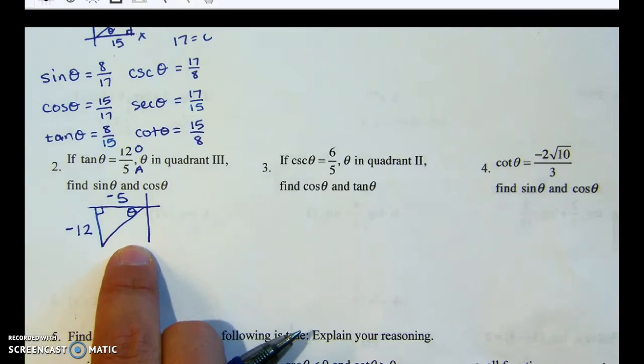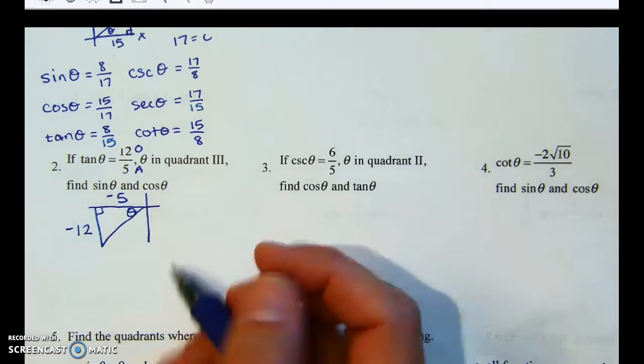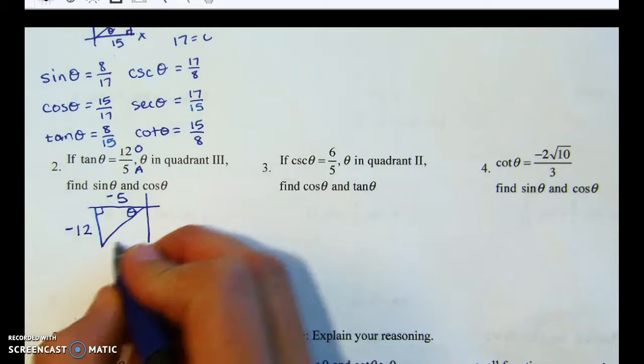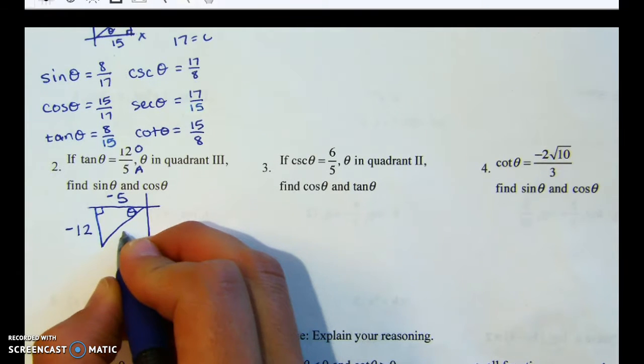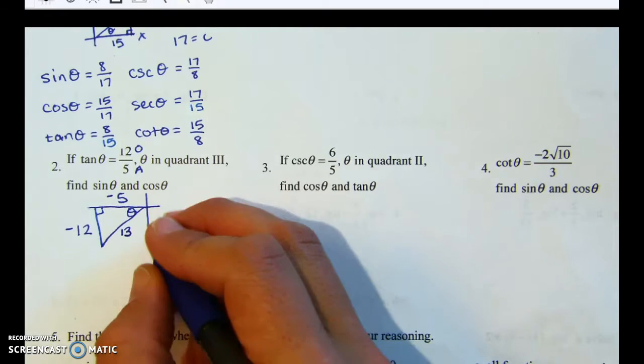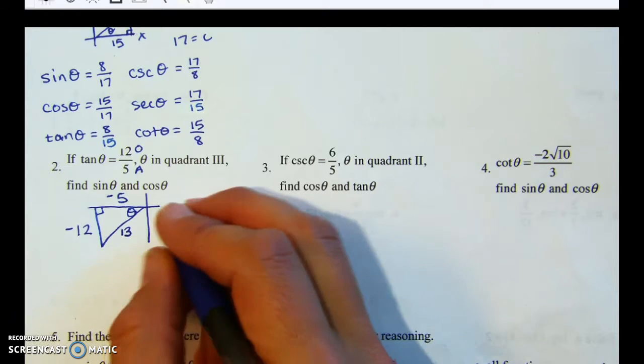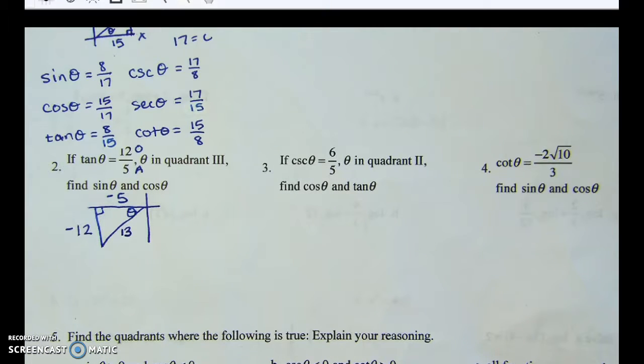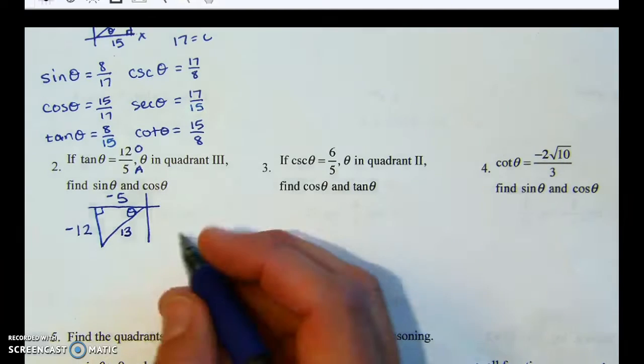Okay, can we find the third side? Who has it memorized? If you have 5 and 12, anyone know what the hypotenuse is? It's going to be 13. So that's a good one to memorize. 5, 12, 13, and the 3, 4, 5. Those are the 2 I have memorized. I think there's one of 24 and 25, but I forget.